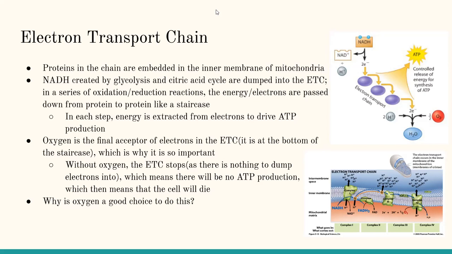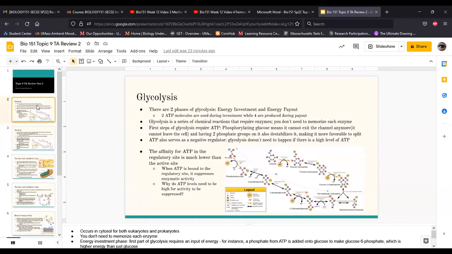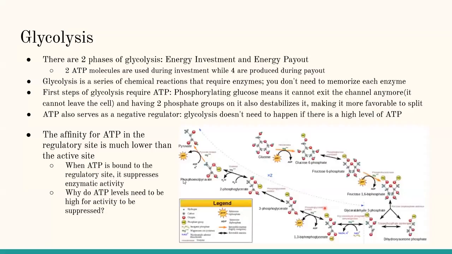If you guys want to go over stuff on the problem set too. Oh, the first question. All right, yeah, I'll do that while I'm here. So the first question, yep, was it this one where why do we need high ATP levels to suppress its activity?